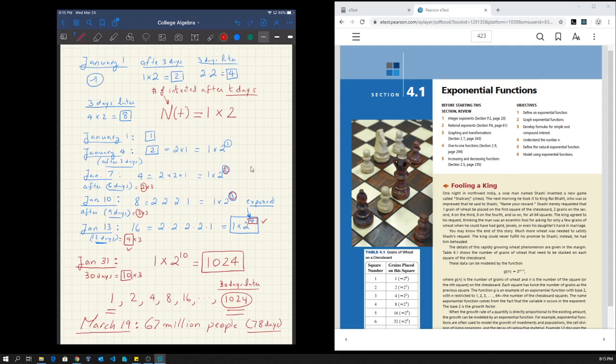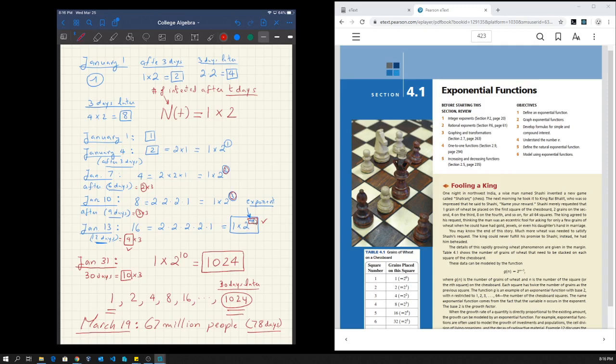Well, the power changes, right? The power here is 1, the power here is 2, the power here is 3. Well, how did we get those numbers? Those numbers were not the actual number of days. Those numbers were the number of days divided by 3, right? So when it was 6 days, this is a 2. That's because 6 divided by 3 is 2. When it was 9 days later, this is 3. So 9 divided by 3 is 3. When it was 12 days, this is 4, right?